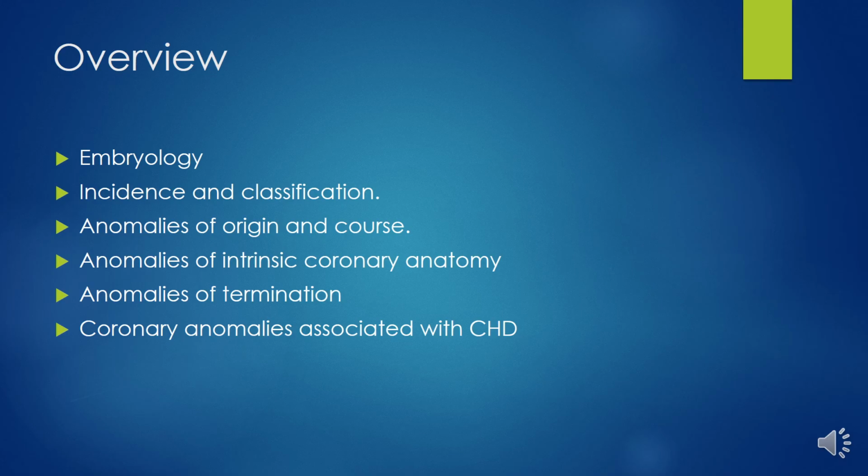Certain anomalies are more frequently associated with other congenital lesions, for instance, an anomalous coronary artery pattern in 15-20% of patients with tetralogy of Fallot.